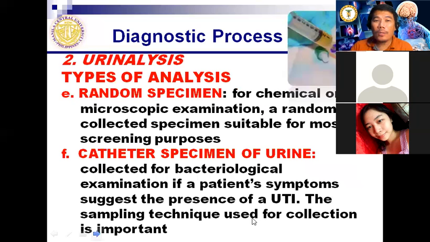Now, how about the random specimen? The random specimen is used for chemical and microscopic examination. From the term itself, random, unlike the first morning specimen, where the client could be subject to a pregnancy test, so there's an indication. But the random specimen could be used for screening. For example, the client is on antibiotic therapy, and it has been identified that the client has a urinary tract infection, the doctor may order, please perform the random specimen.